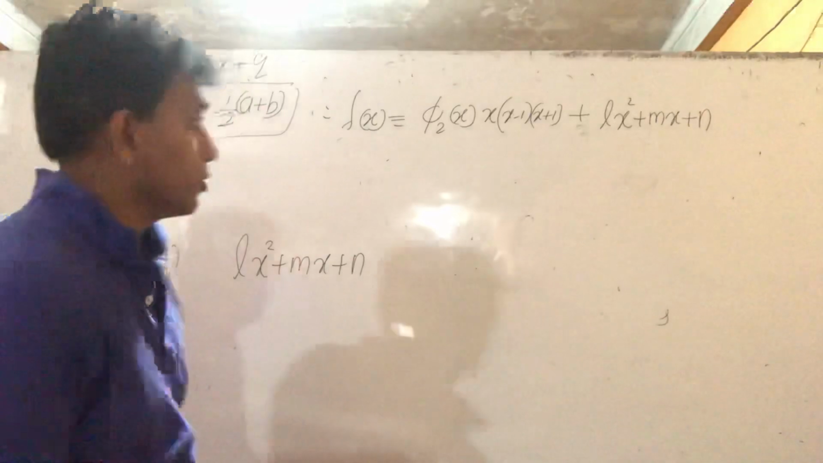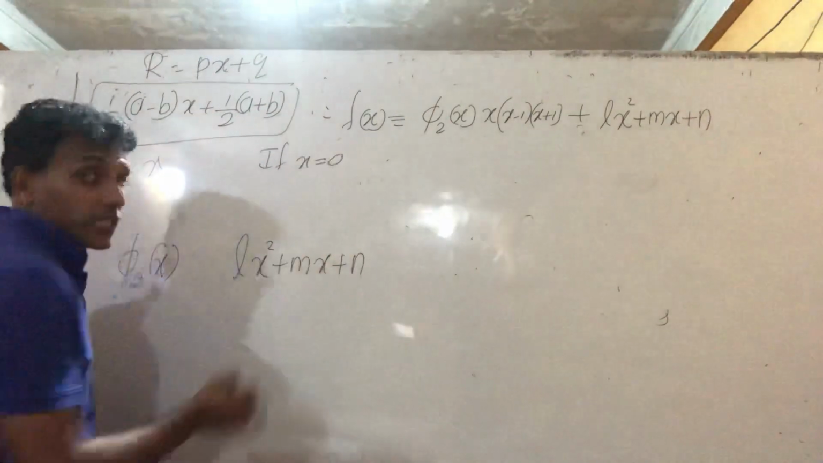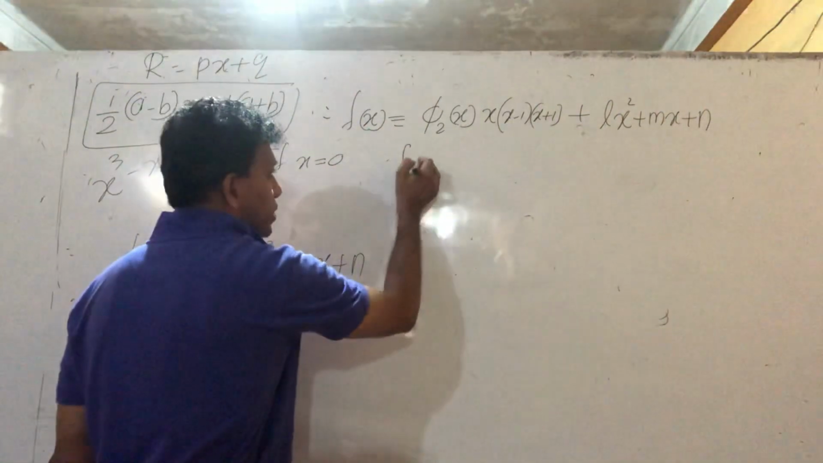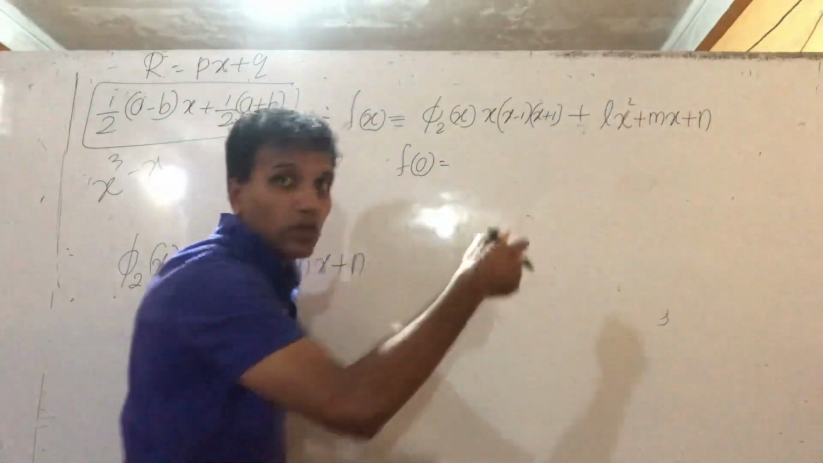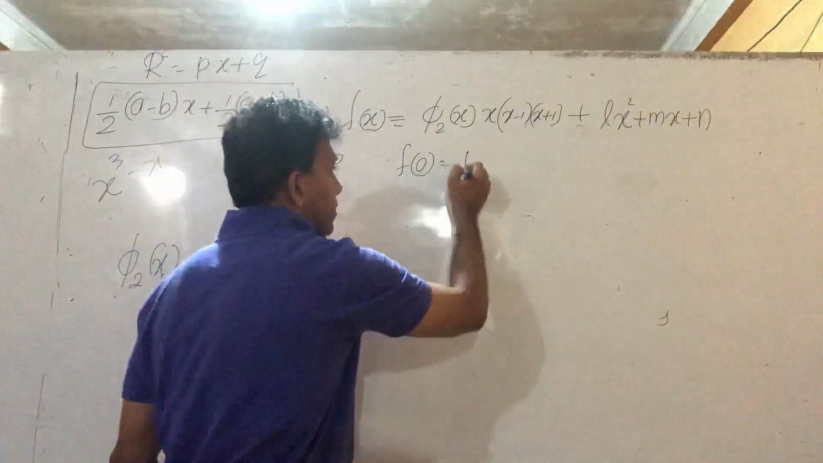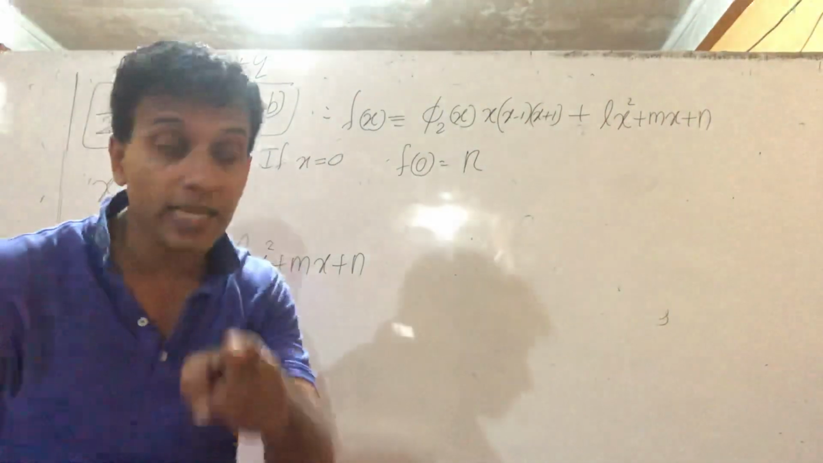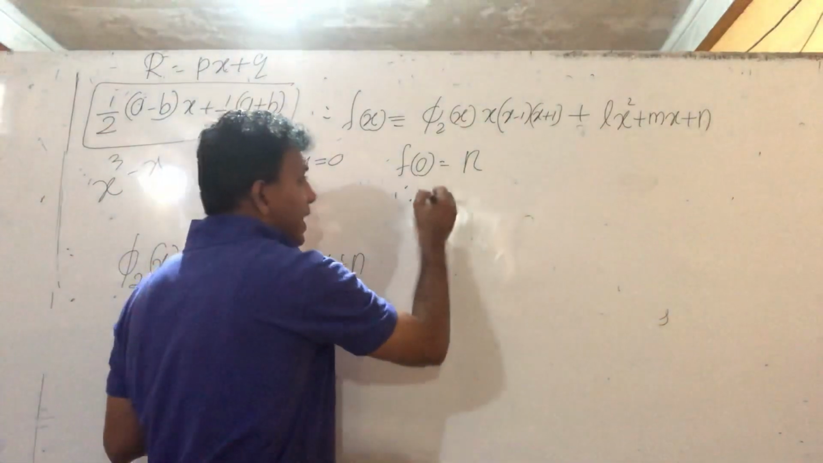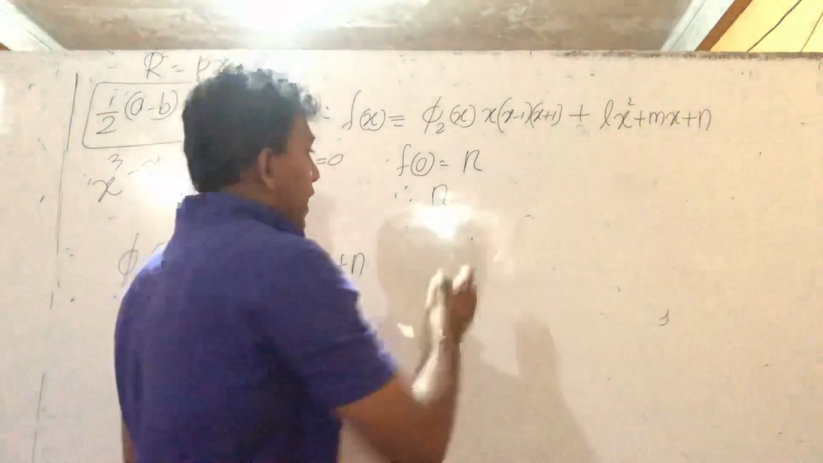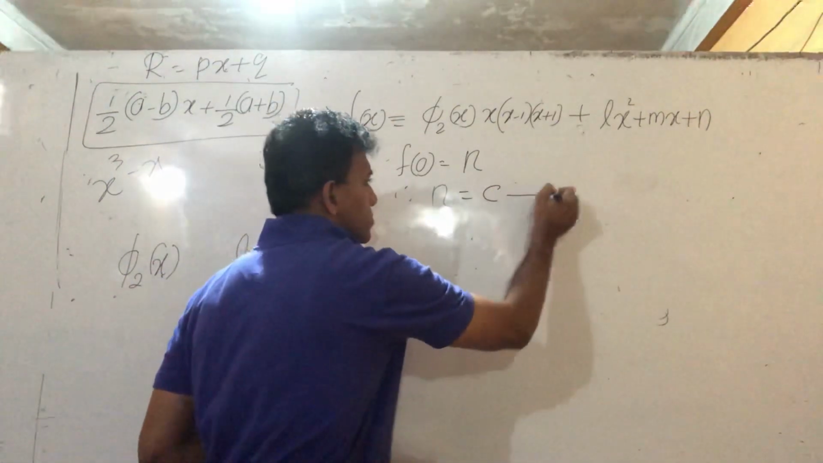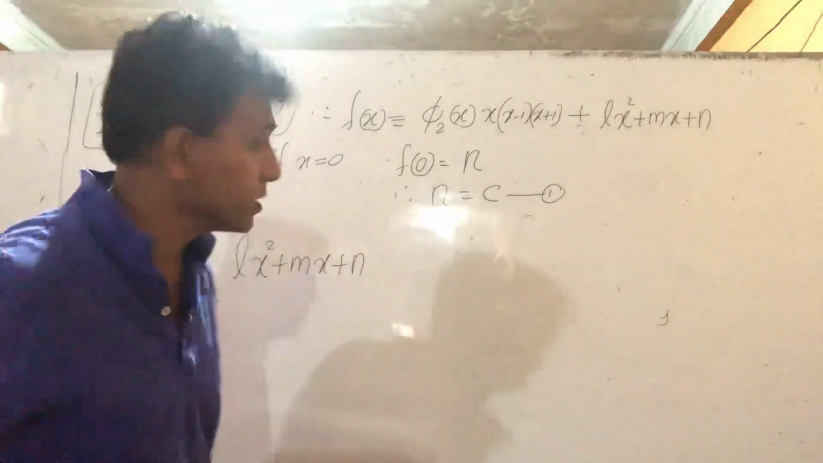So x is 0. If x is 0, put x for 0, f of 0 is 0, L into 0, M into 0, N. Therefore, f of 0 is what? C. Therefore, N is the answer, my method, I said N, it's the value. N is C. So we calculate our N value, what they gave as C, right?